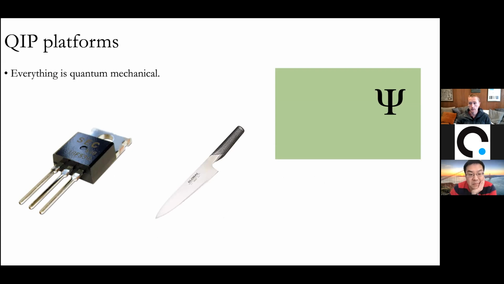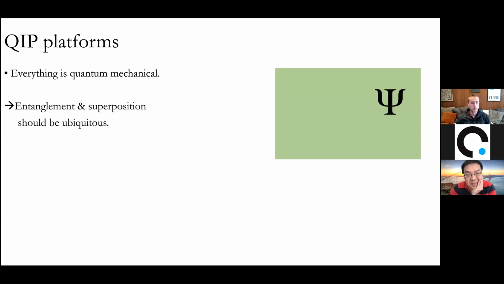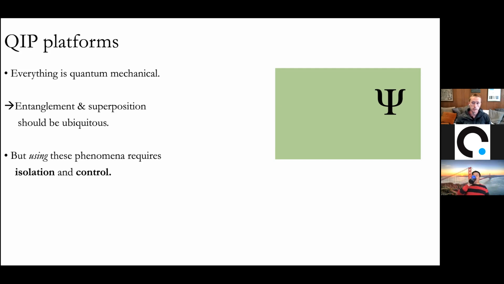Not only computers, obviously; semiconductors are well known to be quantum mechanical objects, but also knives. So in some sense, it should be the case from an experimentalist's point of view that the features that we're trying to leverage in this institute, entanglement and superposition in particular, should be everywhere. And they kind of are. But using them, doing something useful, requires not only that entanglement and superposition be present, but that they be isolated from other degrees of freedom in the universe, and that they be controlled.